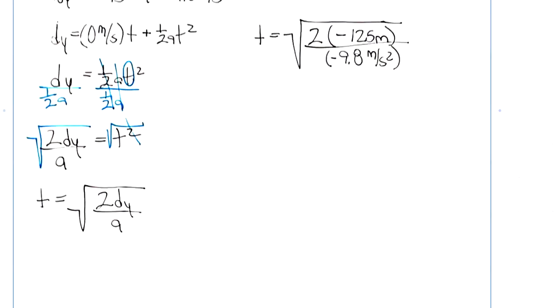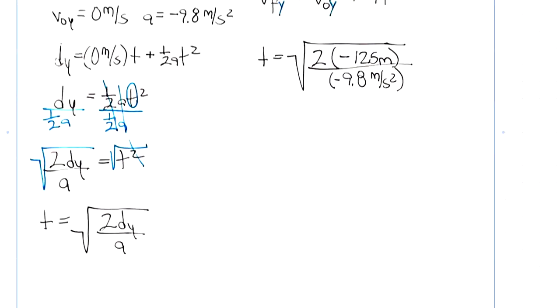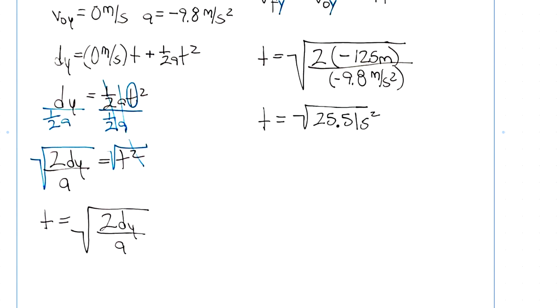Once we plug in our given information, which is our displacement in the y, negative 125 meters, and our acceleration due to gravity on Earth, negative 9.8 meters per second squared, we're left with the square root of 25.51 seconds squared. In order to solve for time, we end up with an answer of 5.005 seconds. It is very close to the answer that we derived when we used our original equation.